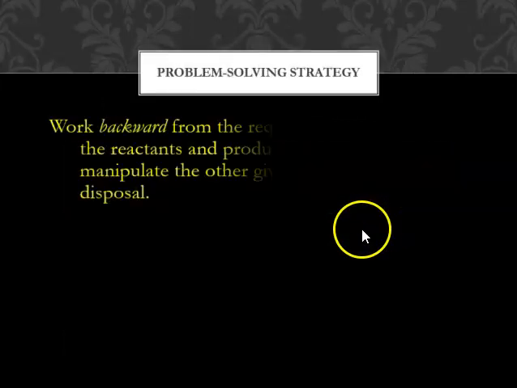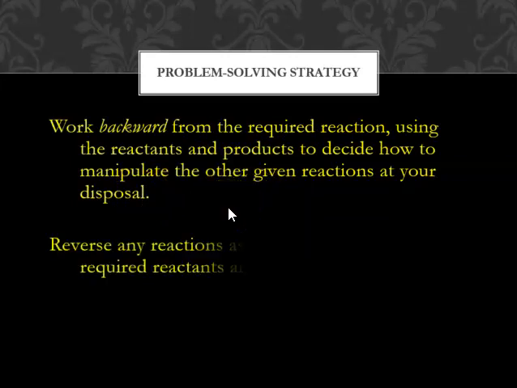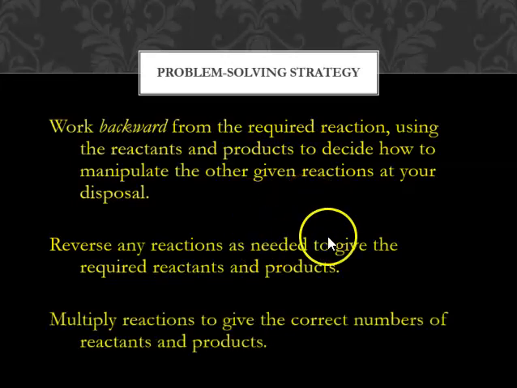I was going to spit out all the rules here, but I have them on a slide, so let's just read them. We're going to work backwards from the required reaction. I call that my target. I have this target equation, and I want to do something to the given equations. I was given two equations. What I want to do is flip them or multiply them in such a way that when I add those equations up, it equals my target.